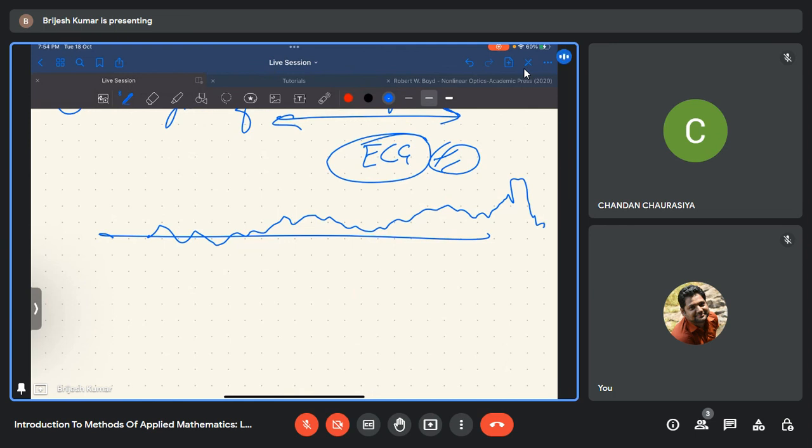Conclusively, we saw a little bit of the wavelet transform and what wavelet means. That's it from my side.